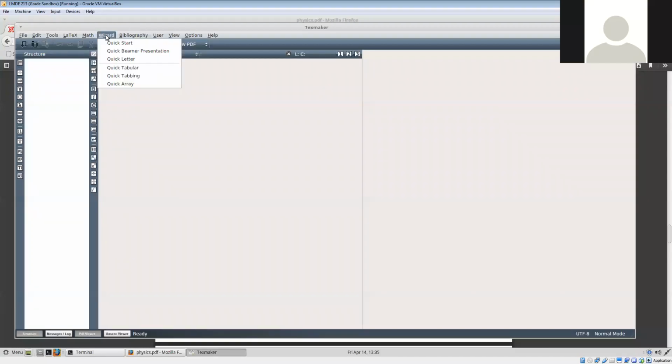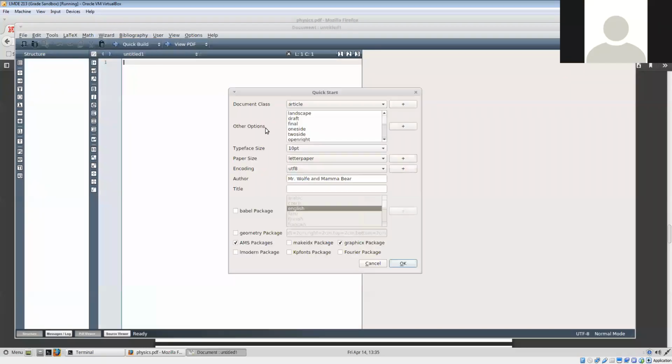All right, so I'm going to do a wizard here. Quick start. The geometry package allows me to change all of the margins. I'm going to set all of these to 1 centimeter.